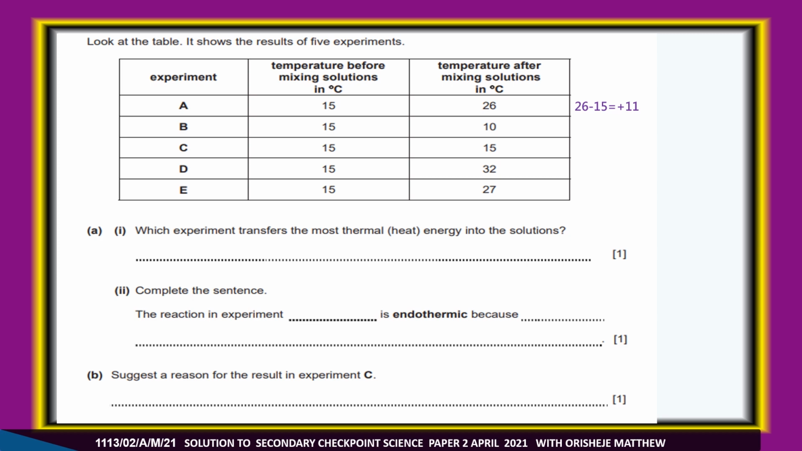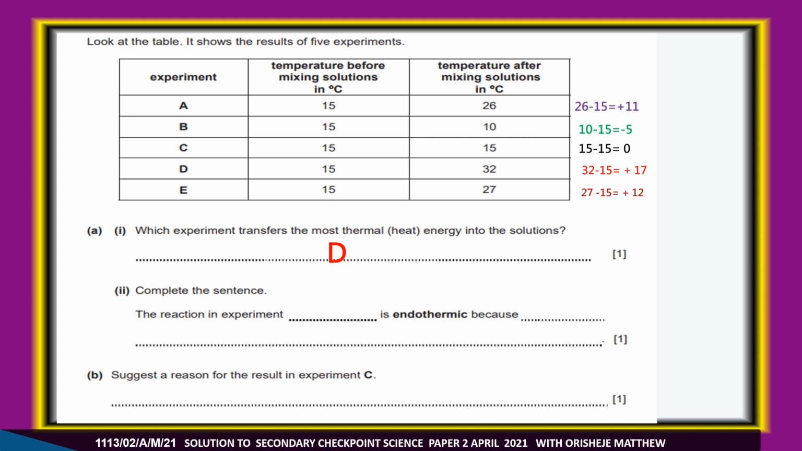If you look at the temperature difference, plus 11, minus 5, that is an endothermic reaction. 0, no reaction. Plus 17, plus 12. So that is experiment D.